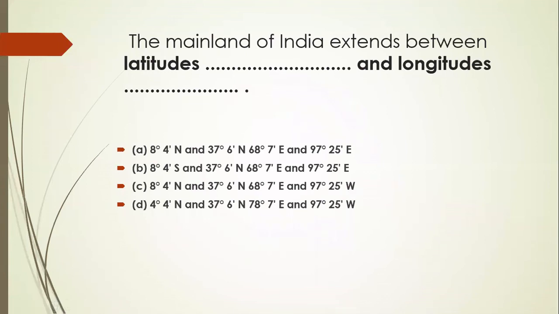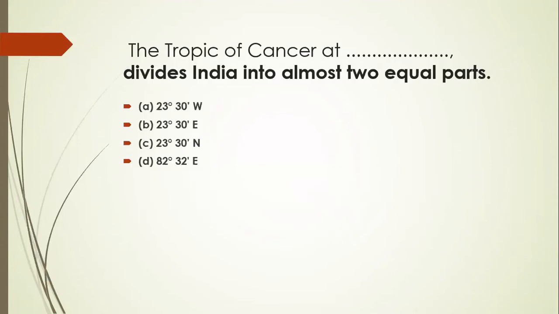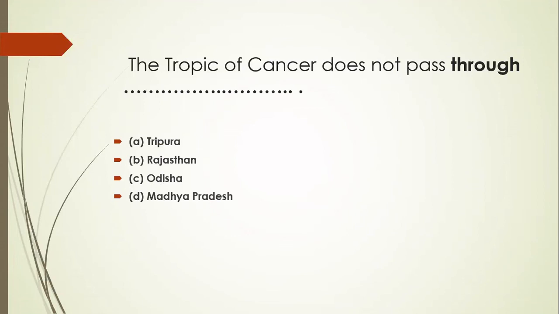So now there are some multiple choice questions that you all will be solving in your notebook. You all will write the complete answer. The first question: the mainland of India extends between latitudes dash and longitudes dash. You will find the correct answer and write the correct answer. Don't write A, B, C, or D. Write the complete sentence in your notebook. The Tropic of Cancer divides India into almost two equal parts. Which one? The Tropic of Cancer does not pass through dash. And write the state which it does not pass through.